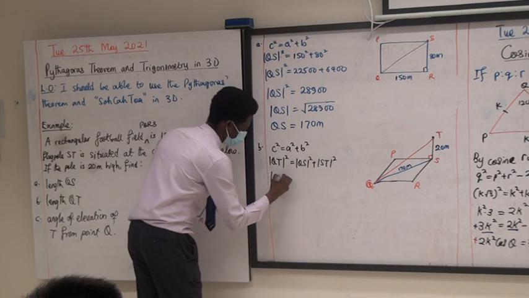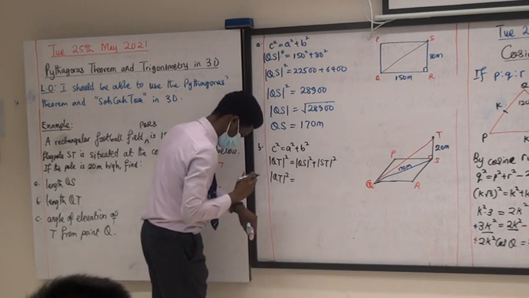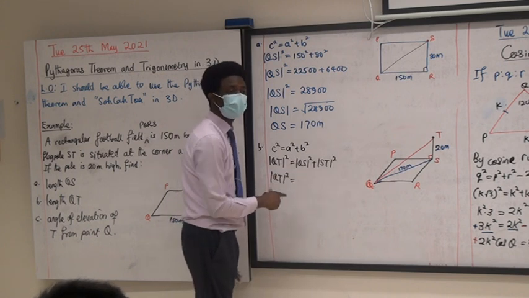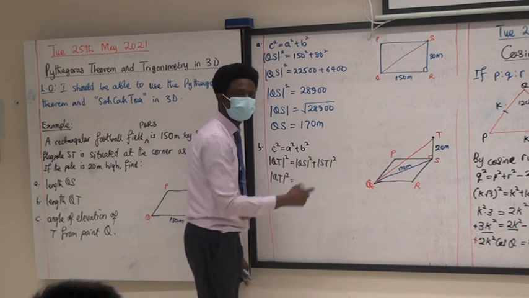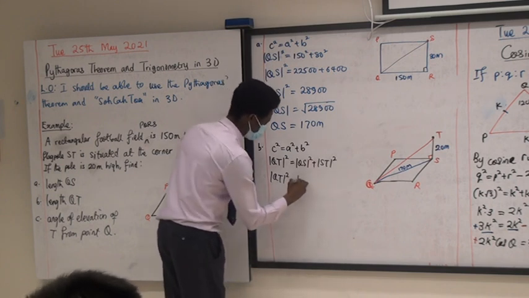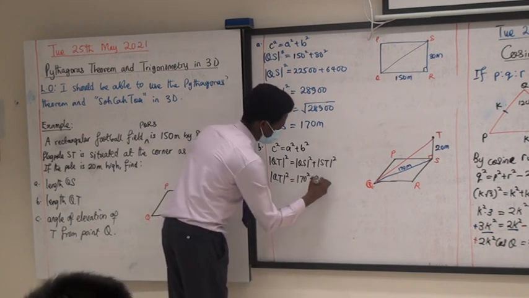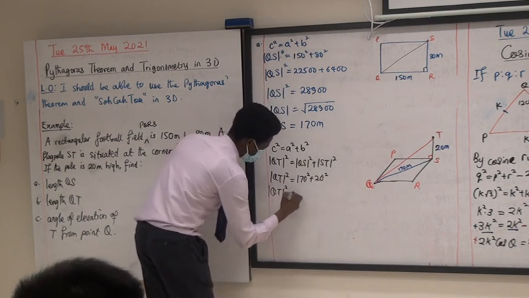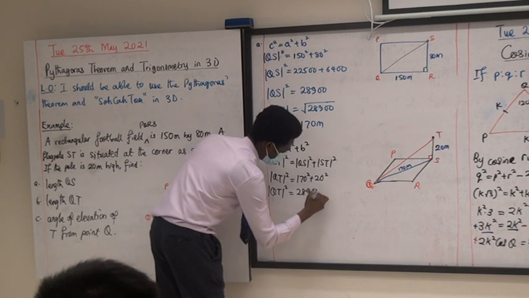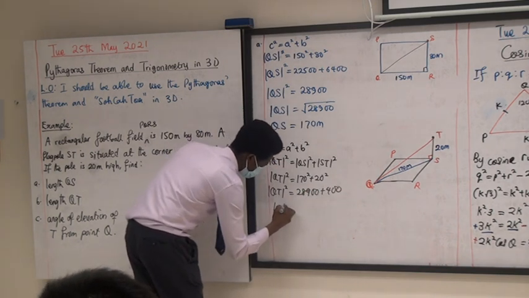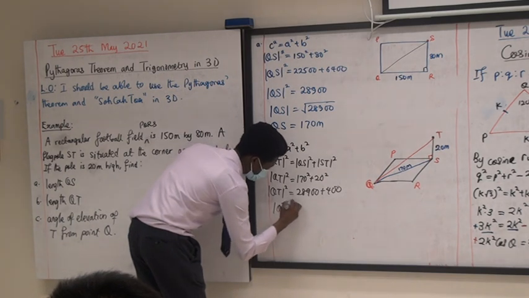So now QT squared. I think this will be the only one I will solve. I will give you the rest of the time to do some practice on this if you can. Then next time we'll spend some time on it as well. QS is 170, and 20. QT squared equals 170 squared plus 20 squared.